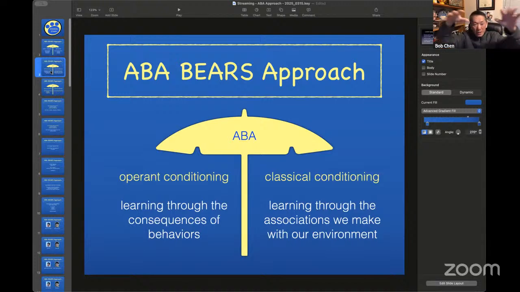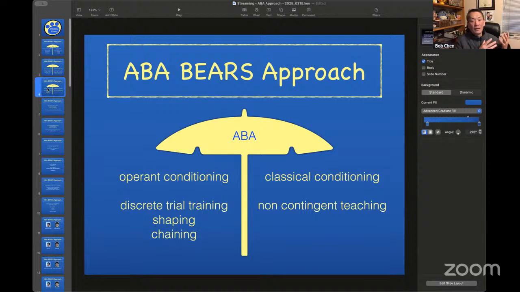Remember there are two different ways to learn. There's learning through the consequences of our actions, and that's called operant conditioning. There's learning through the associations that we build with our environment. That's called classical conditioning. Discrete trial, shaping, and chaining are derivatives of operant conditioning, whereas non-contingent is a derivative of classical conditioning. Most of the teaching occurs from the pairing that occurs, versus in operant conditioning in discrete trial, where it's based on the consequences that happen when they do things right and when they do things wrong.